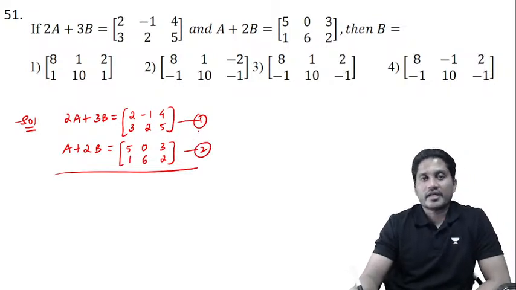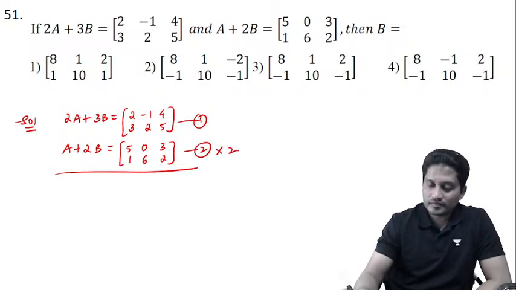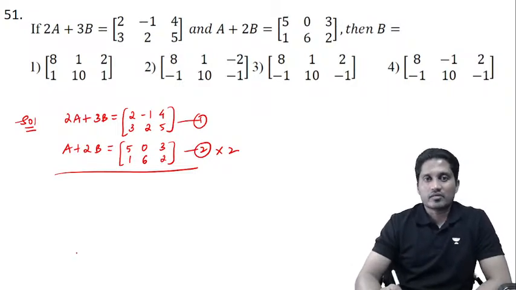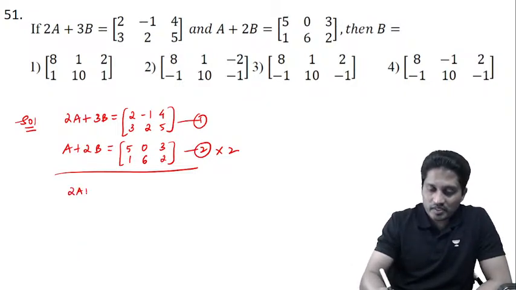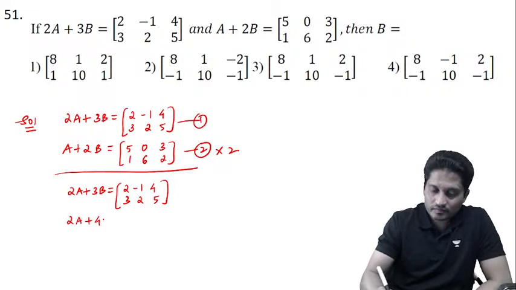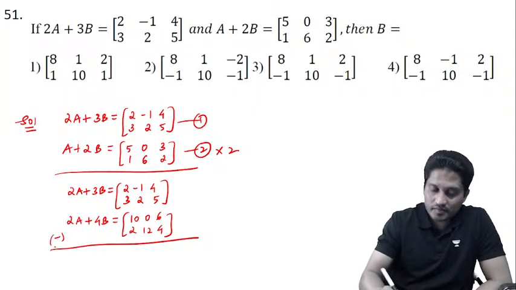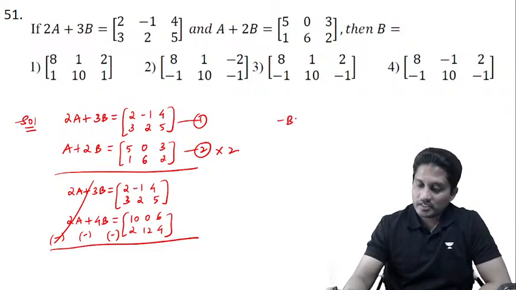In order to eliminate A, right, I'll multiply this by 2. If I multiply the second equation by 2, you will get 2A plus 4B is equal to matrix 10, 0, 6, and then 2, 12 and 4. The first equation, 2A plus 3B, is equal to matrix 2, minus 1, 4, 3, 2, 5. Right, now if I subtract, this fellow will cancel. Minus B is equal to matrix.